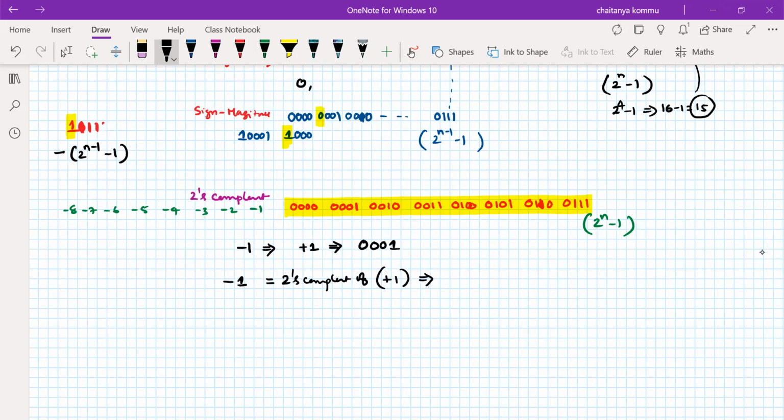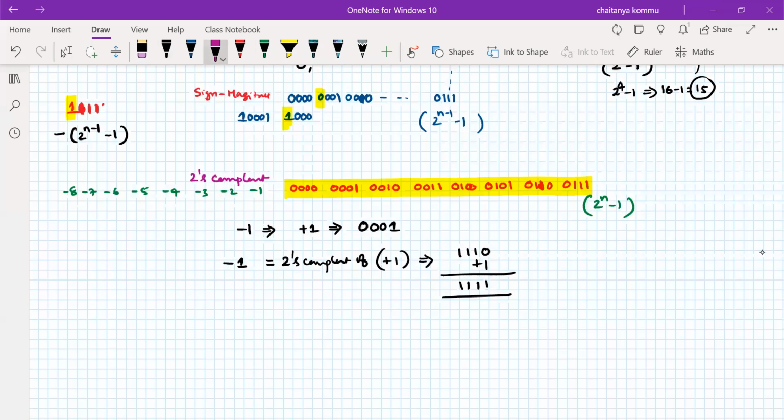What is the 2's complement of plus 1? First of all, I have to take the 1's complement, then we have to add 1. So this value is 1, 1, 1, 1. Therefore, what is the value of minus 1? 1, 1, 1, 1. So what is minus 2 then?